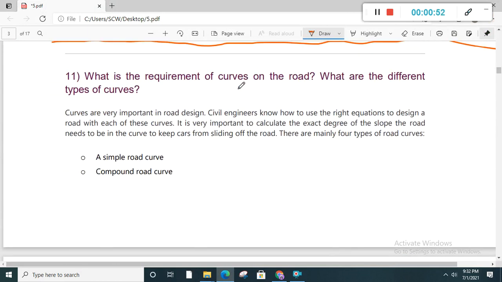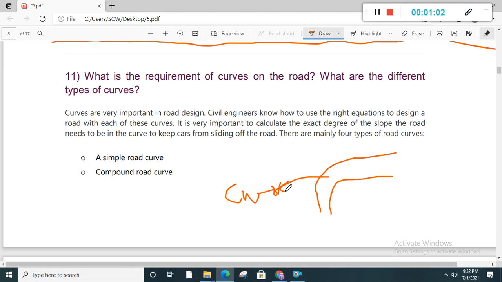When we see a curve, suppose we are going on a road and we have one turn. This turn is basically what? A curve. So, if the interviewer asks what the different types of curves are, there are several types: S-shaped curve, L-shaped curve, and you can also say rounded curve.